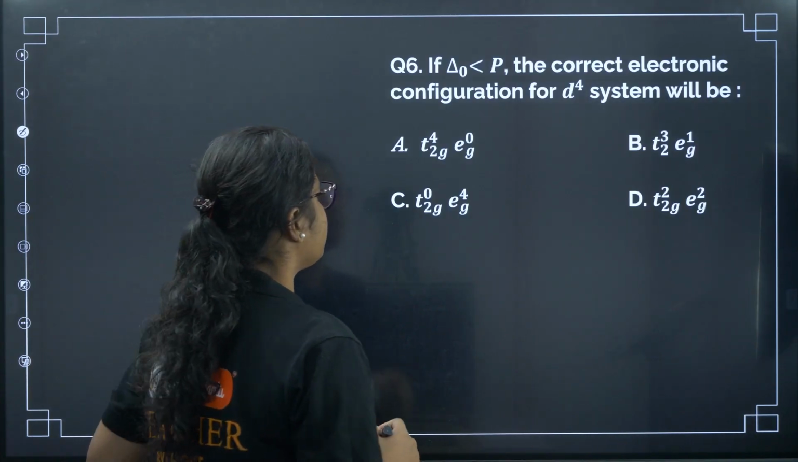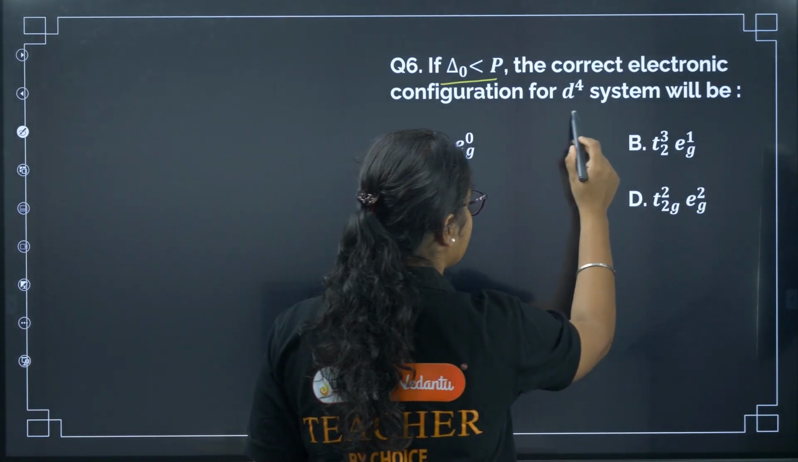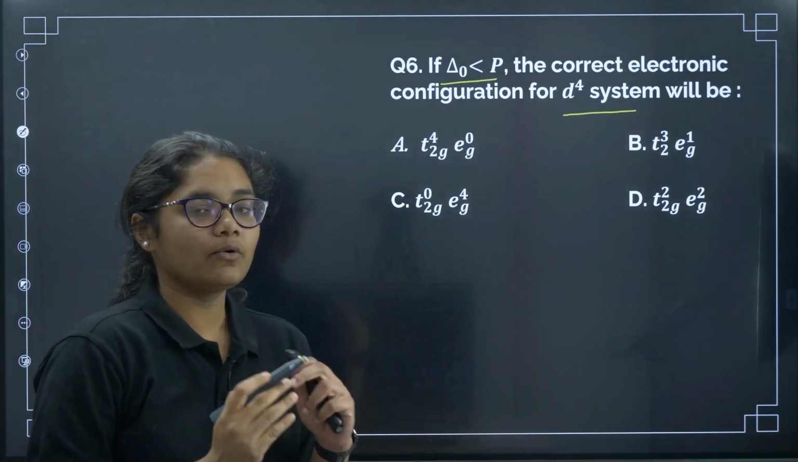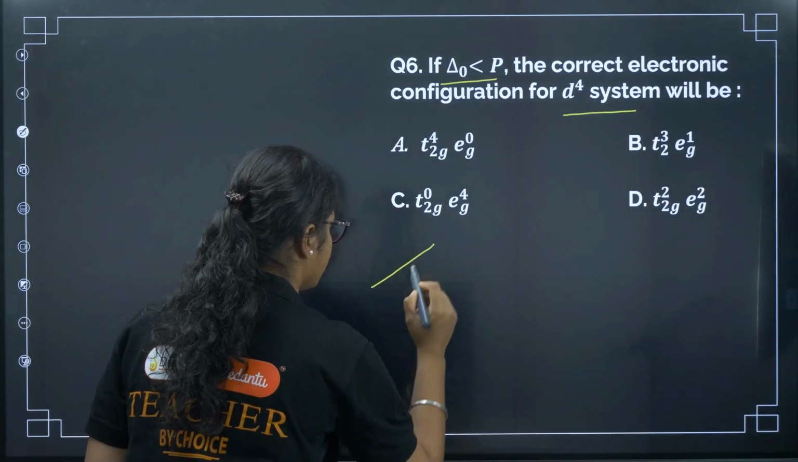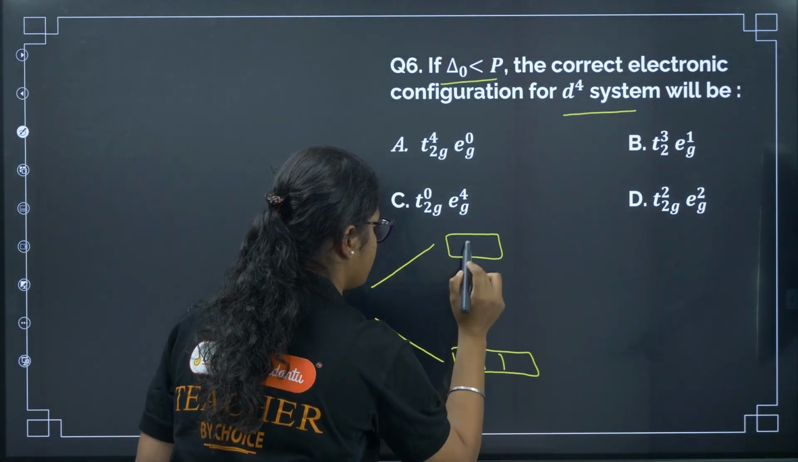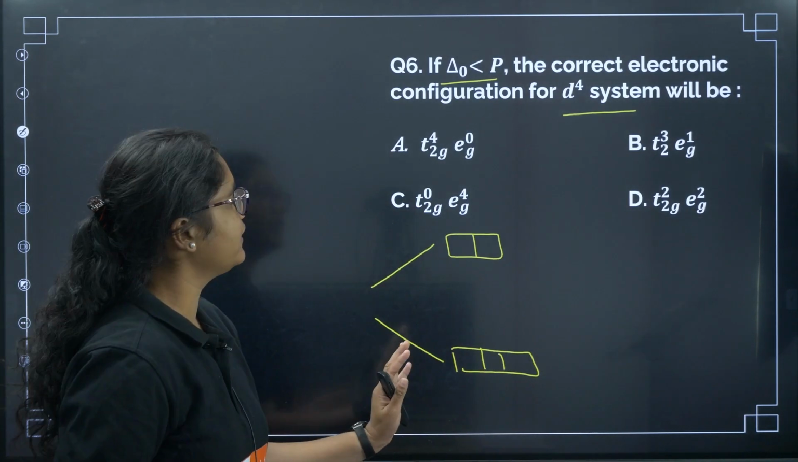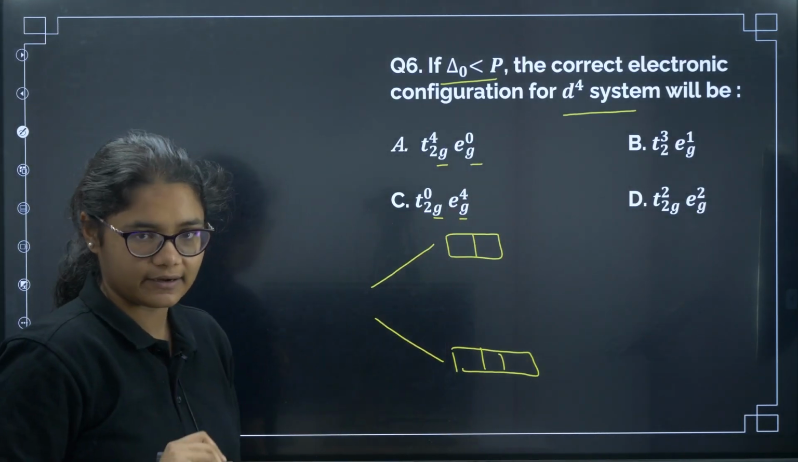The correct answer for this question will be option number A. Okay, next, if delta O is less than P, the correct electronic configuration for a d4 system will be. If delta O is less than P, you can see that the splitting will be very small, okay? So we have this splitting. How can I know that it is octahedral? Because the options are all t2g, eg, that is octahedral splitting, right?